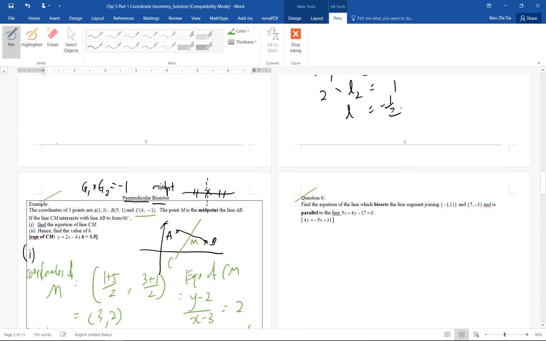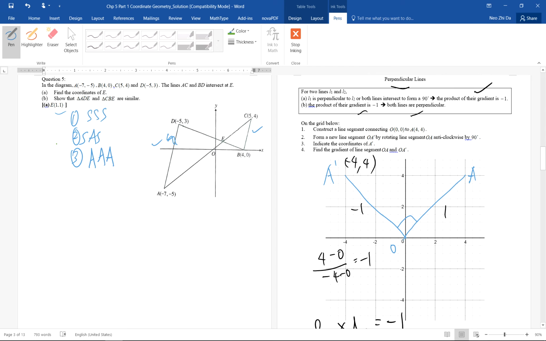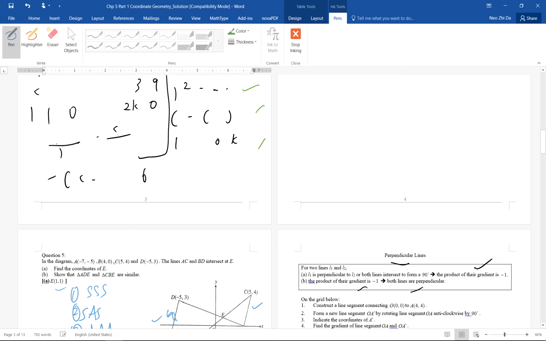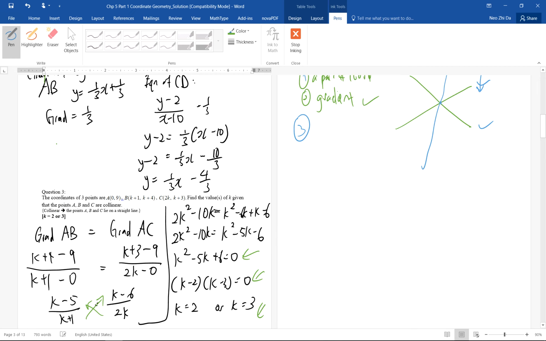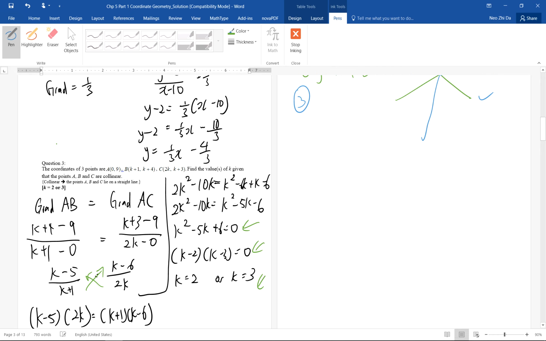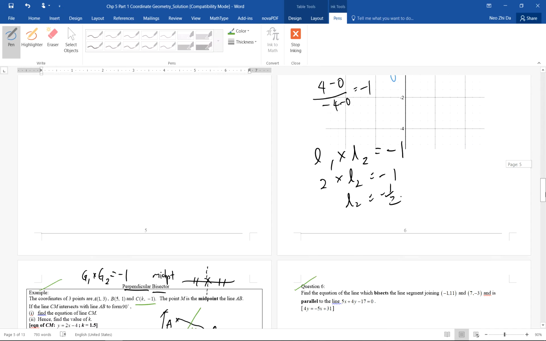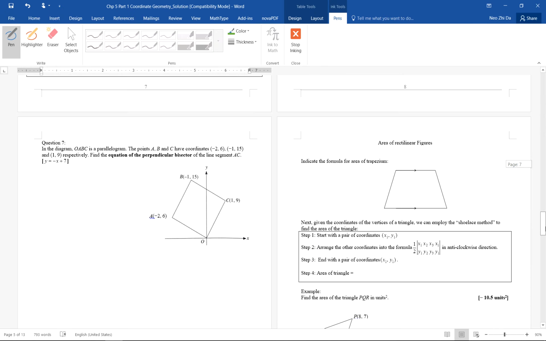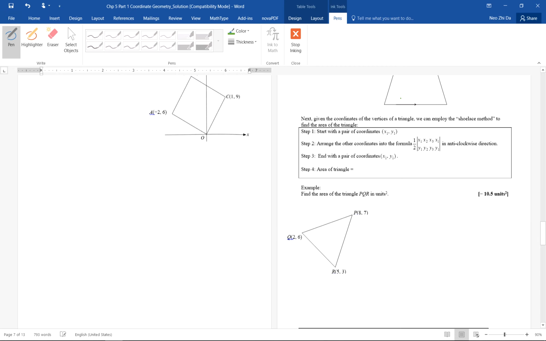Questions 6 and 7, so your homework will be questions 4, 5, 6, and 7. This homework will be for Tuesday and Wednesday. Quite a number for Tuesday, Wednesday. Now, on Wednesday, I will show you all an ACE learning video on how to find the area of these rectangular figures.